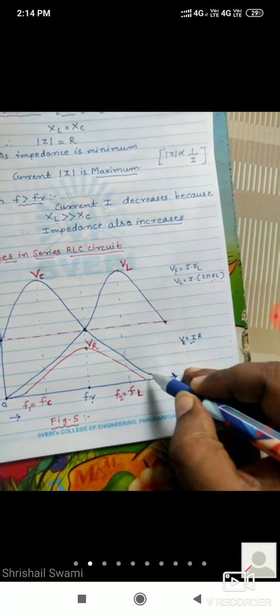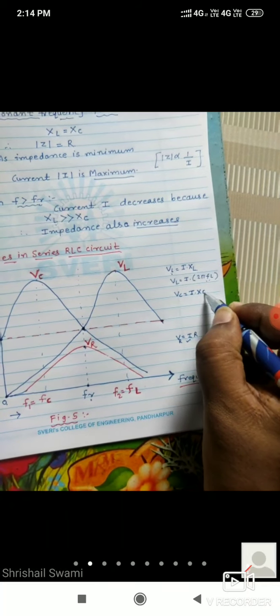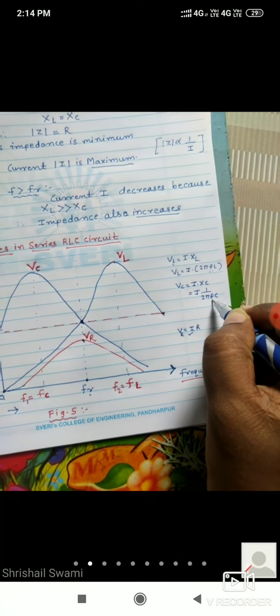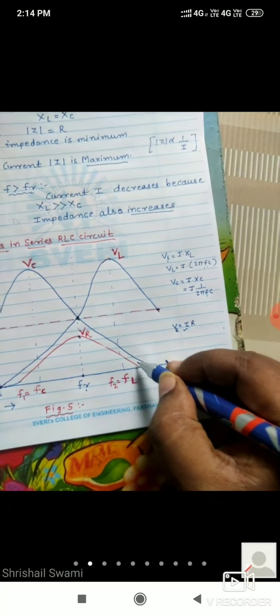Now next, if VL is increasing, VC going to decrease. कारण VC चा फॉर्म्युला काय? VC is equal to I into XC. मग XC म्हणजेच काय? XC is 1 by 2 pi FC. जर F फ्रिक्वेन्सी तुमचा वाढत गेला तर काय होणार आहे? VC कमी होत जाणार. So VC is going to decrease now.